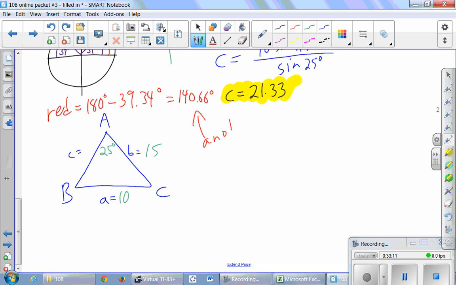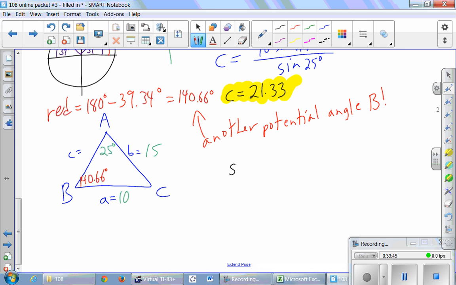So this is another potential angle B. So we're going to put 140.66 degrees. And then we've got to do the work we did before, but with this new 140.66. It's a perfectly good angle. And in fact, this is a completely separate triangle that also satisfies the given conditions, the 10, the 15, and the 25 degrees. So let's go through the process again now.